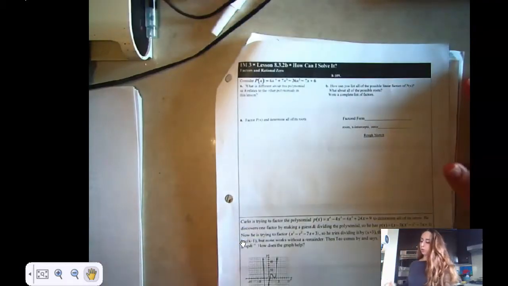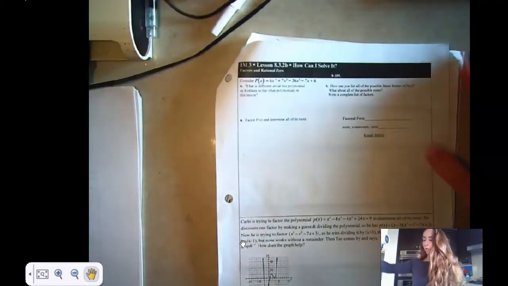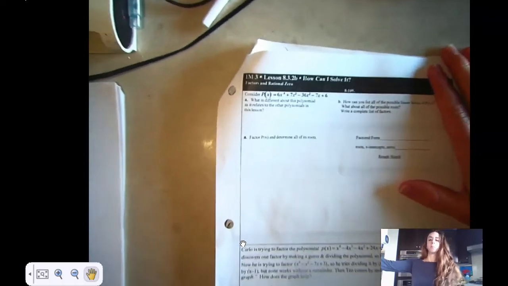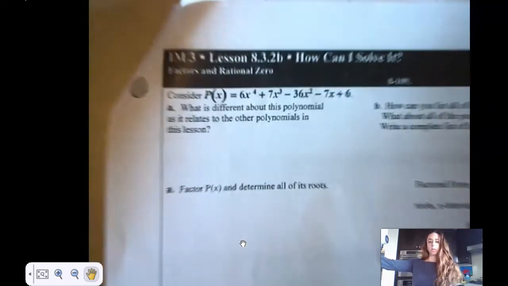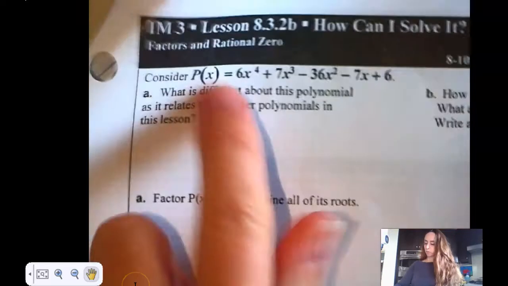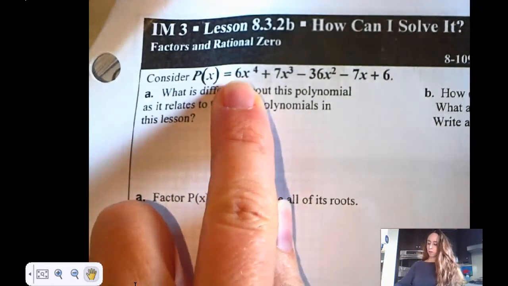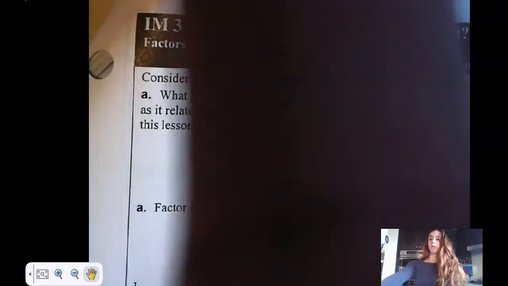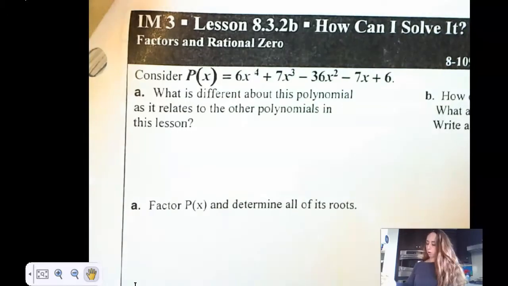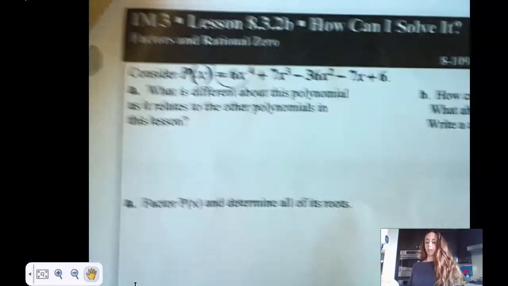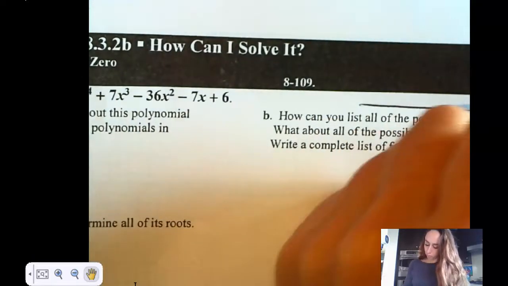Okay, so we're going to just continue what we've already done. The difference, though, is that before, when you looked at the other polynomials, there was just a 1 in front. So now we're going to expand on this. What's different is you have the 6, but we want to list all the possible factors.